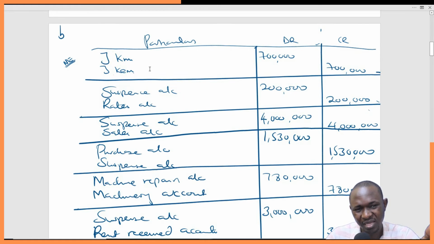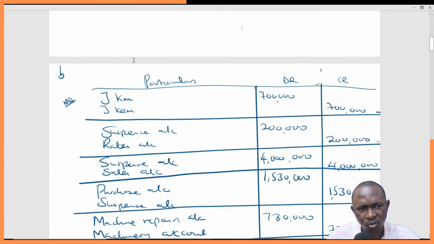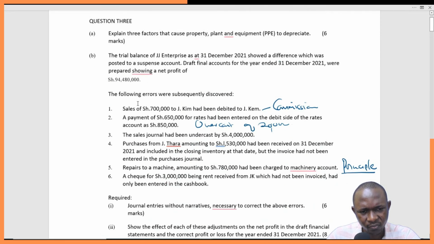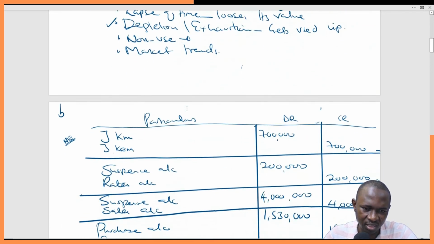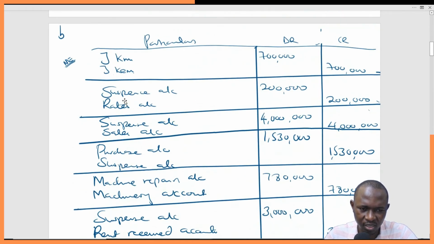And the only mistake here is that according to the books, it was Kim who was owing. Let me just check. Sales of 700 to Kim had been debited to Kim. Actually, it was Kim who was owing business money, and in real sense, it's supposed to be Kim. So that was the mistake. So this one doesn't affect the P&L. Let's look at this other one.